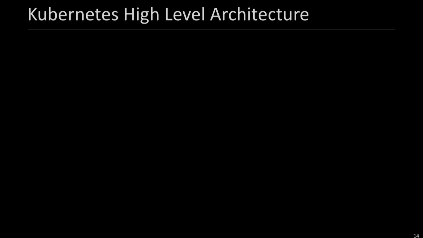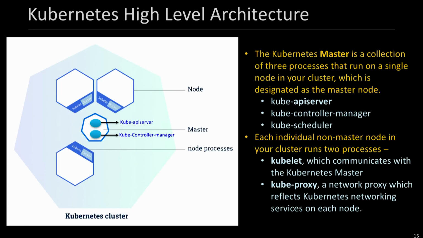Now, a little bit on the high-level architecture of Kubernetes. It has a master node, which is responsible for running most of the central services, such as the API server. The API server is important because the end user talks to the Kubernetes cluster through the API server. Also, the master node is responsible for running the scheduler and other kinds of services.